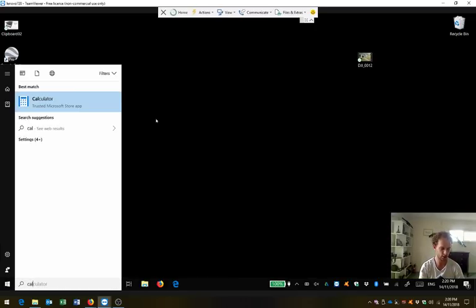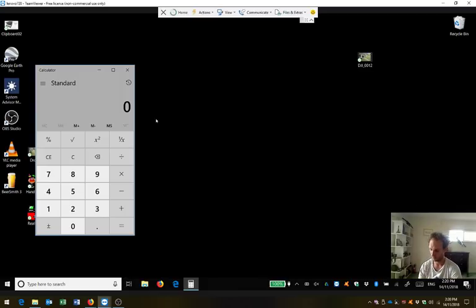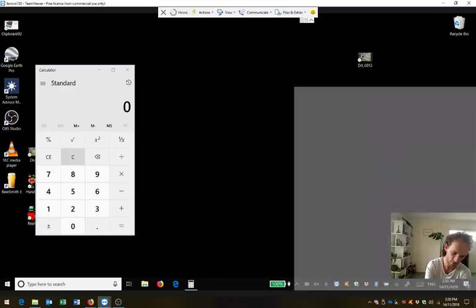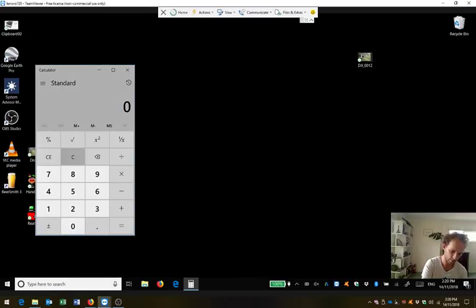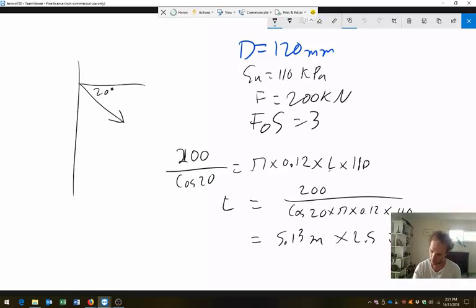Okay, let's check it and see what we get. Cos 20, I might have to do this on my phone, sorry, that calculator's not that good. I'm just going to put this in the phone, you can check it as well if you need to. Cos 20 times pi times 0.12 times 110. Okay, so I get a length equal to 5.13 meters. I need a factor of safety between 2.5 and 3, so times 2.5 is 12.83.